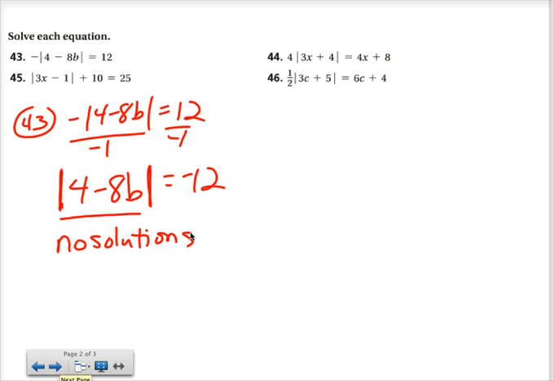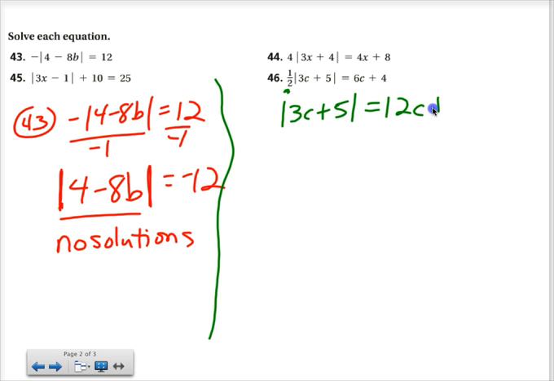Number 46 is another one that gives people some trouble. With this one, what we're going to have to do is get rid of this 1/2, and to do that, you have to multiply both sides by 2. So it'll be the absolute value of 3c plus 5 equals 12c plus 8. And then this just runs the normal course where we have to set it equal to the negative and the positive.